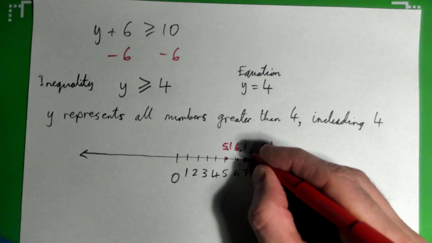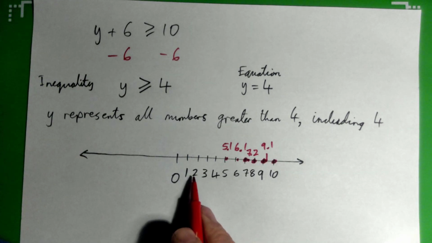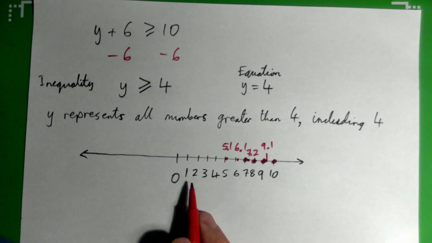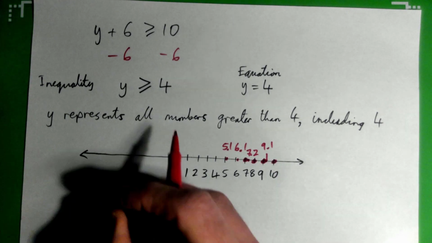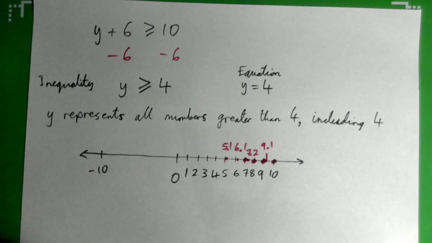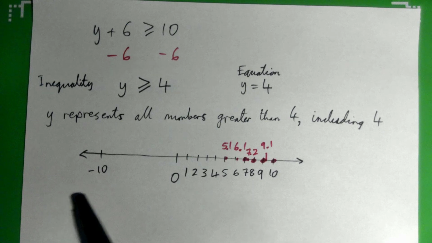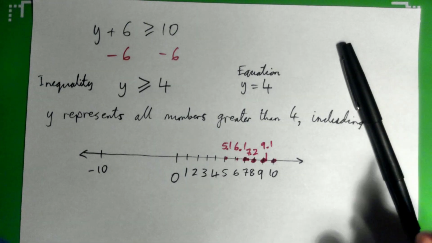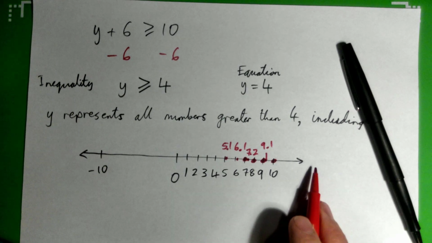7.2. Okay. Can y represent 2? Why not? It's not greater than 4. Could y represent 0? No. How about negative 10? Could y be negative 10? Is negative 10 greater than 4? No.